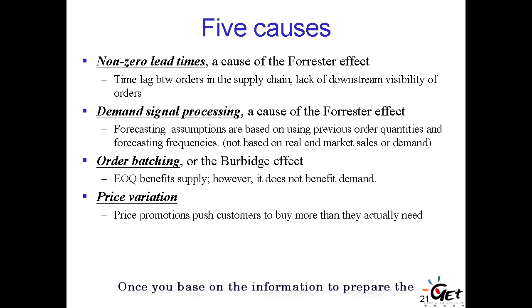Once you, based on this information, prepare the production plans for the next period, then maybe you will have a lot of unsold items in the next period. Then you have to store those items in the warehouse until the next period. So price variation can make the firms make wrong decisions, prepare too much for the markets. Okay. So price variations are also a possible reason.